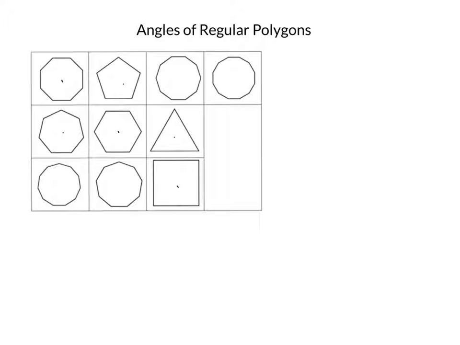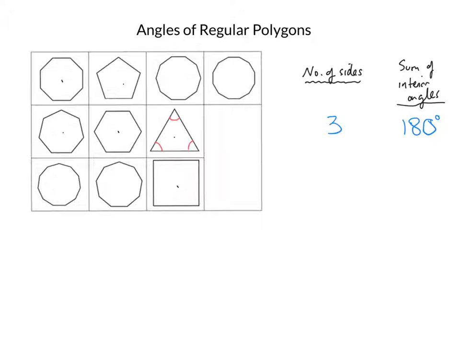So if we draw a little chart here, we've got number of sides, and we want the sum of the interior angles. If we look at a triangle, we know that that angle plus that angle plus that angle equals 180. So if a polygon has three sides, the angles inside add up to 180 degrees.